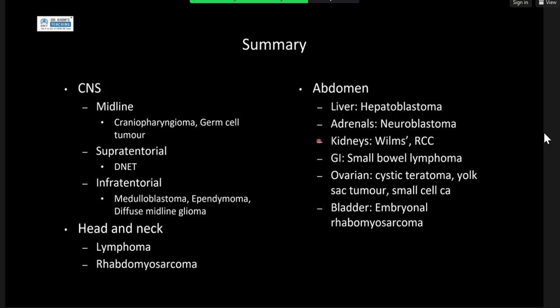Your kidneys, you've got Wilms, congenital mesoblastic nephroma, and then your RCC, so depending on age, RCC in the older population, Wilms in the younger population. GI, your small bowel lymphoma. Your ovaries, so think about your cystic teratoma, because that's one that's quite nice to see on all modalities, and all the other more obscure tumors that I don't often see. Bladder, your rhabdomyosarcoma, which is your bunch of grapes.